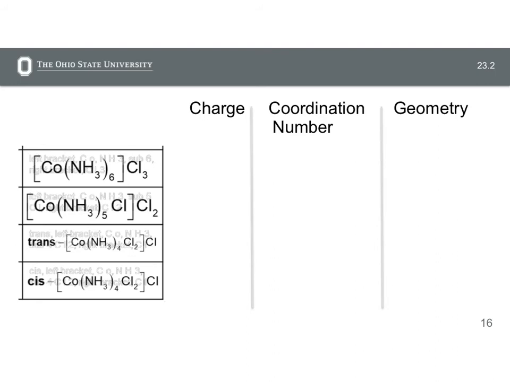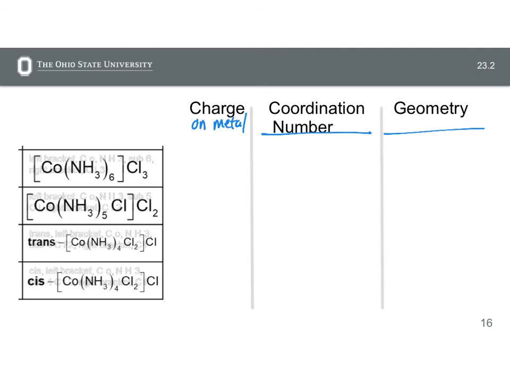So determining the charge on the metal ion, that's on the metal only here, is probably the hardest part on this chart. The coordination number is going to be pretty straightforward, as will then the geometry. If you know the coordination number, you know the geometry.